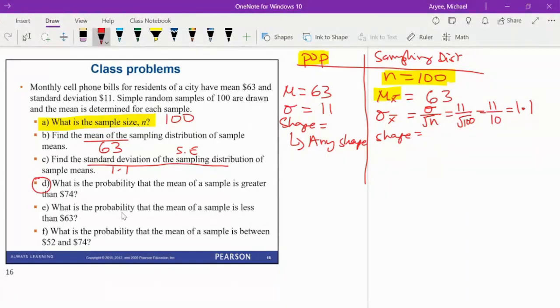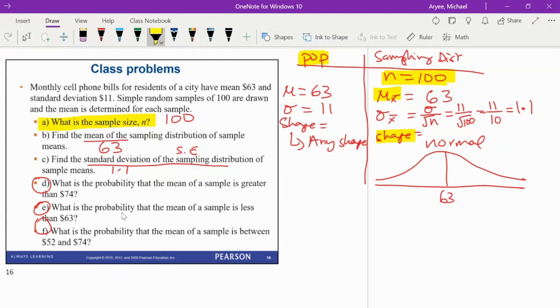But first I'm asking, what is the shape? Melissa, what will be the shape of the sampling distribution? Normal. Good. So the shape will be normal. That means for each of these three questions, we have to draw the normal curve. The middle is 63. When we look at question D, it says greater than 74. So we're going to draw a line for 74, and greater than, we shade this way.